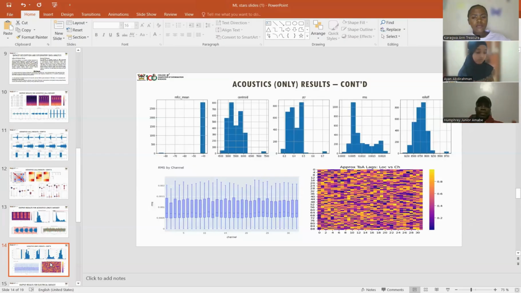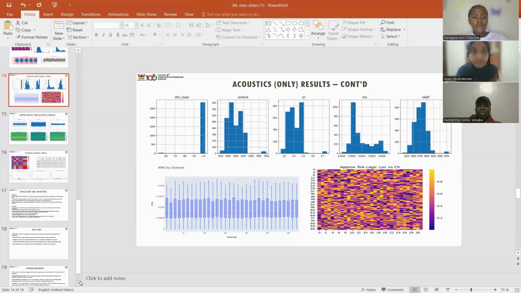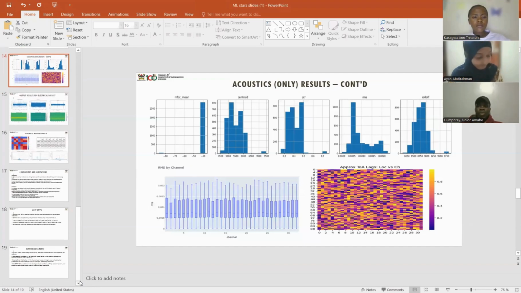Now, the third one is the ZCR, the zero crossing rate histogram. It shows how often the signal changes sign. Most values are clustered between 0.4 and 0.6, indicating a moderate rate of sign changes, which is typical for signals with both voiced and unvoiced components. The spread suggests some samples maybe don't have tone, whereas others are very noisy.